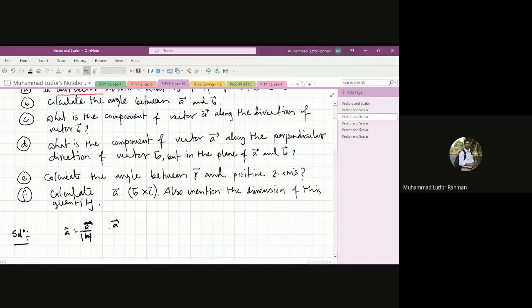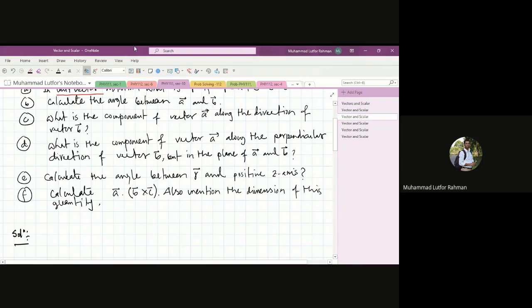They don't ask you to calculate a vector in the direction of vector A itself. You don't have to find that one. You can express in terms of unit vectors, meaning i, j, and k in the Cartesian coordinate system. So try to understand the question when they ask it in the exam.